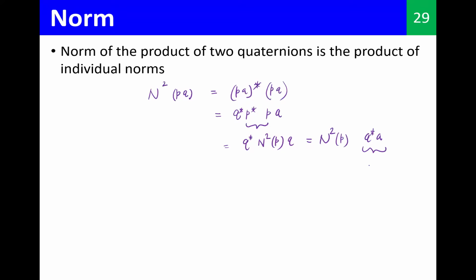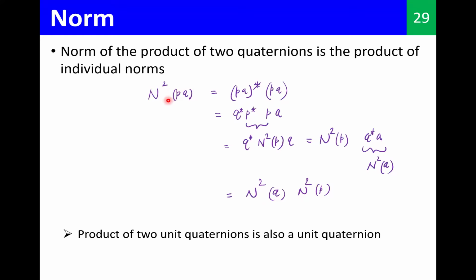So basically your answer would be that the norm of the product is equal to the product of the norms. As I said before, if we are dealing with unit quaternions, this would be 1, this would also be 1, therefore this would be 1 as well. So the product of two unit quaternions will also be a unit quaternion.